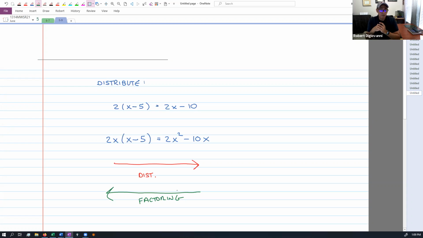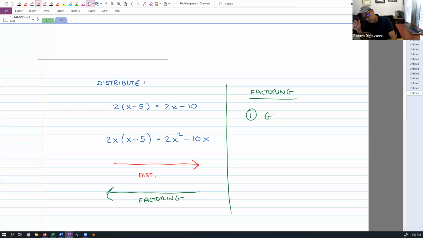But anytime you factor, the first type of factoring that you ever want to try and do is called the greatest common factor. So when it comes to factoring, step 1: the first step is always to do what's called GCF, which stands for greatest common factor.